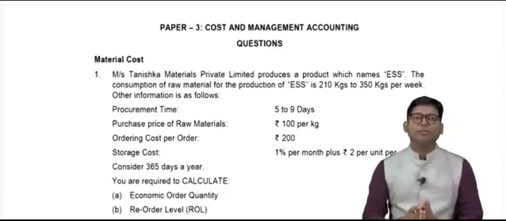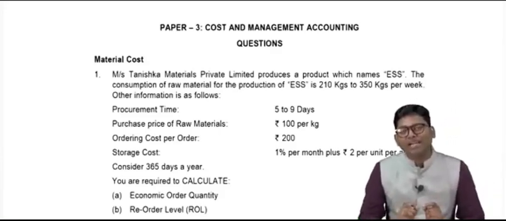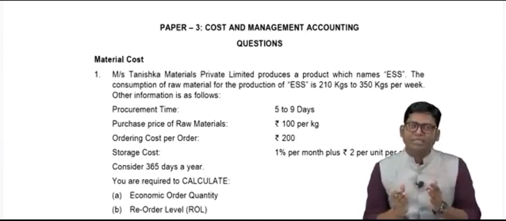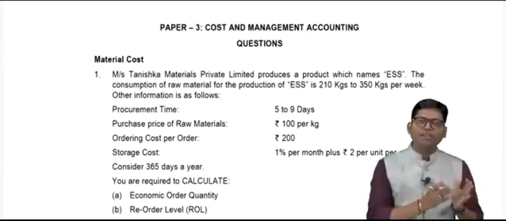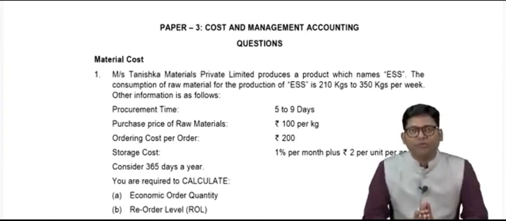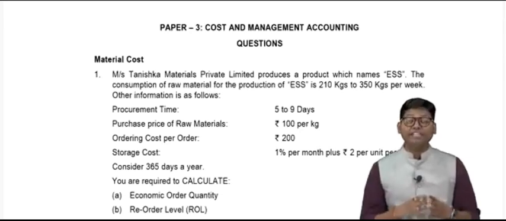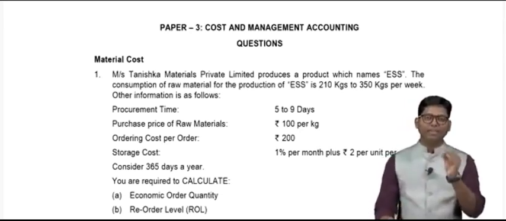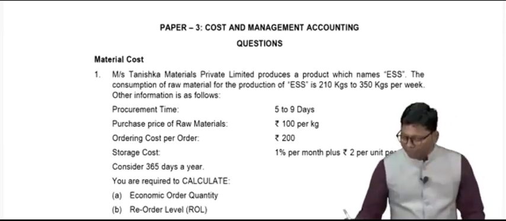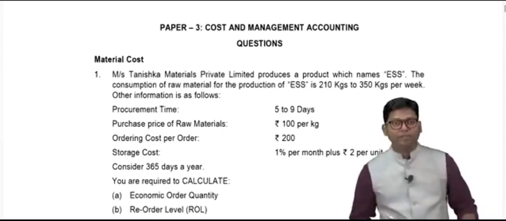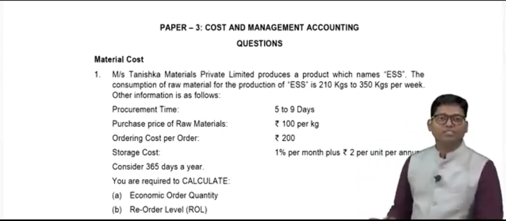If you observe this question, you will notice that each and every concept from the chapter material costing is covered: concepts related to EOQ calculation, and concepts related to various stock level calculations like ROL (reorder level), maximum level, minimum level, and average level of stock. Each and every calculation has been covered here, and there are very small and important points. Let's discuss this question which is related to material costing.